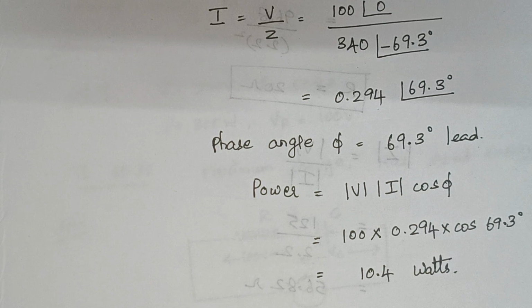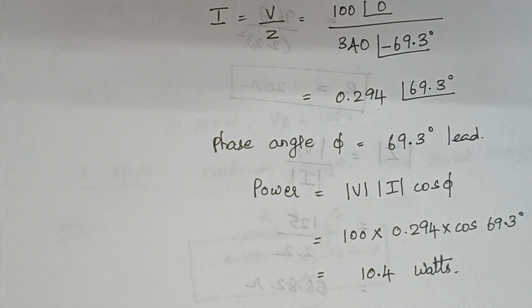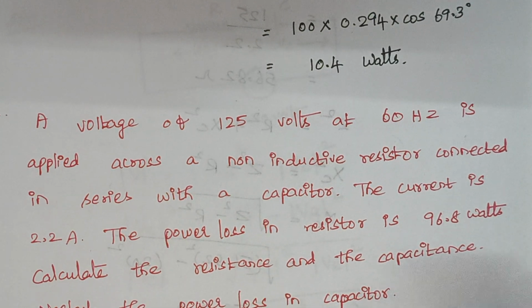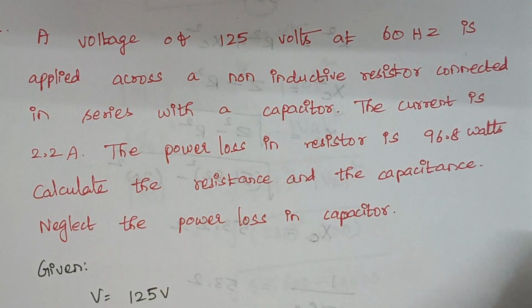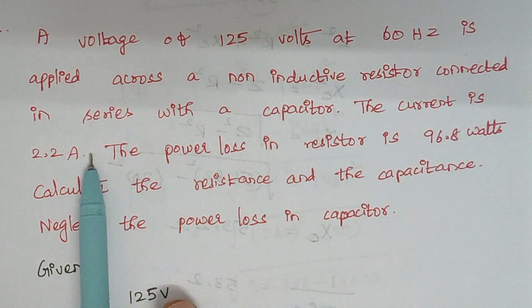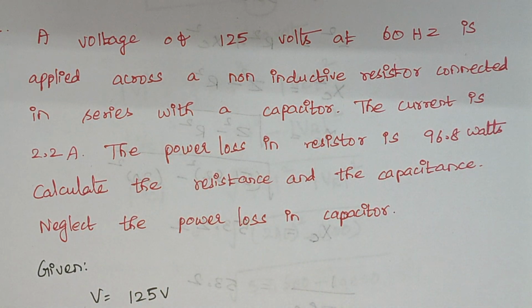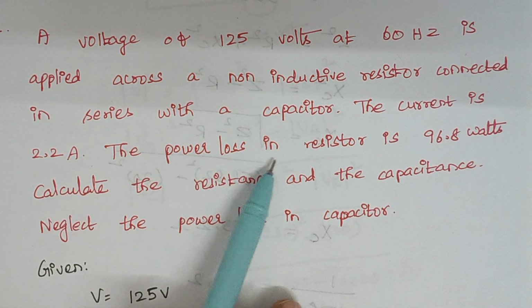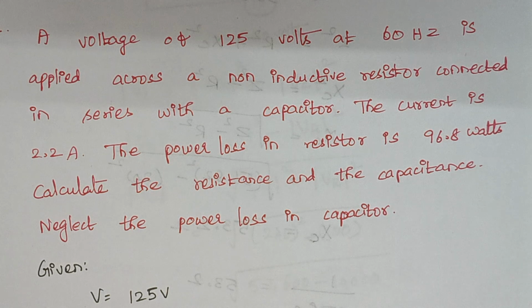Right. Now we will proceed with the second problem. The problem is a voltage of 125 volt at 60 hertz is applied across a non-inductive resistor connected in series with a capacitor. The current is 2.2 amps. The power loss in the resistor is 96.8 watts. Calculate the resistance and the capacitance. Neglect the power loss in the capacitor.